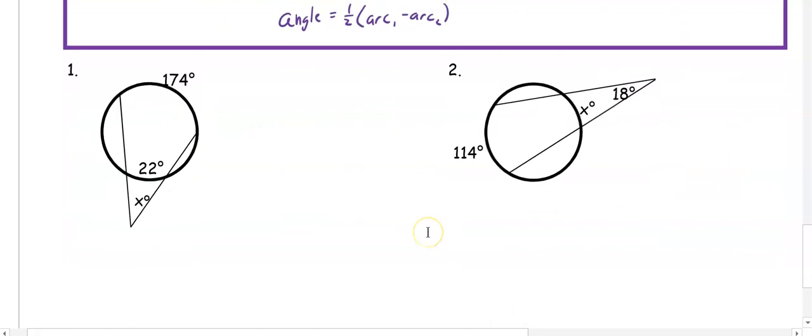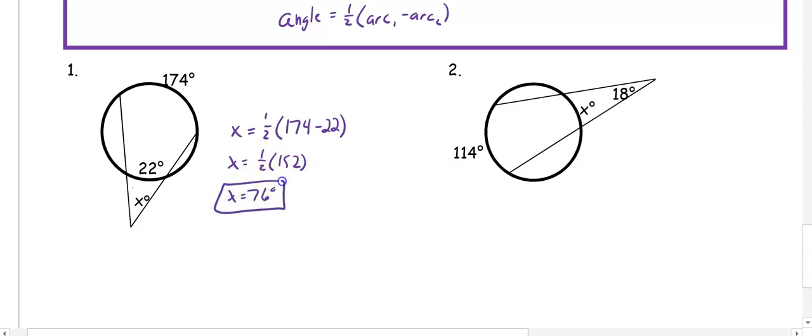So in number 1, x is going to be our angle. So we have x equals 1/2 of our further arc away from the angle, so 174 minus the closer arc of 22. So when we subtract, we get x is equal to 1/2 of 152. When we divide by 2, x is going to be 76 degrees.